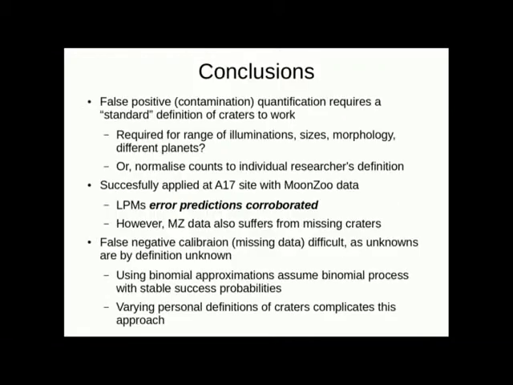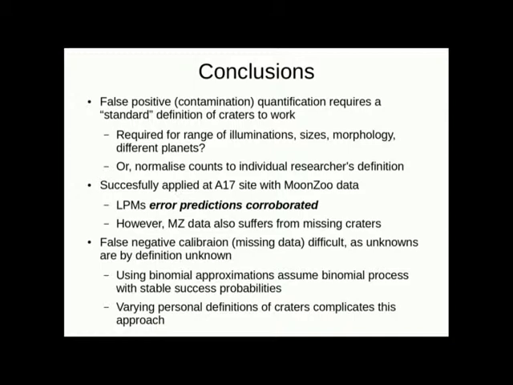So to wrap things up, we have a false positive contamination quantification method, which can account for the contamination, the false craters that are erroneously included in crater counts. But for it to operate, it requires a standard definition of what it means to be a crater. Alternatively, the method could be used to normalize counts to individual researchers' definitions.